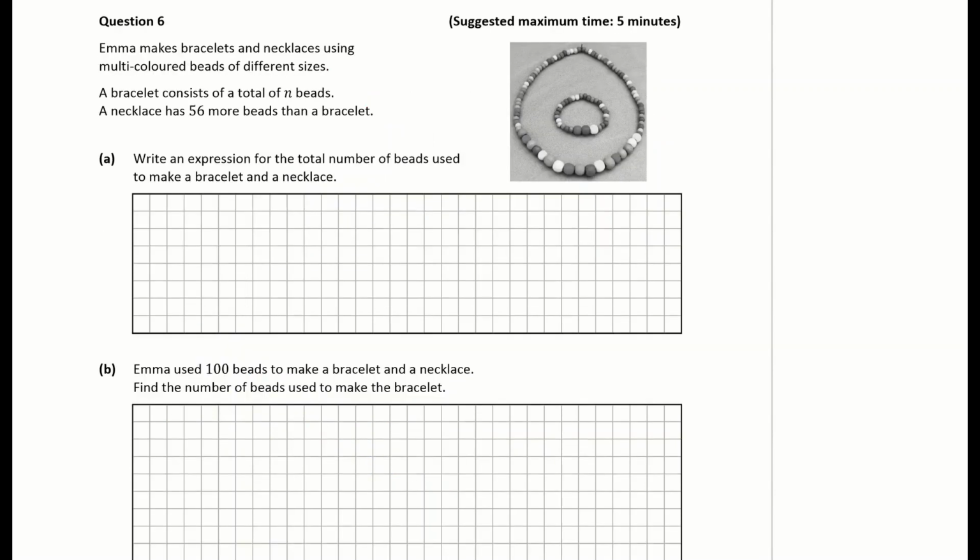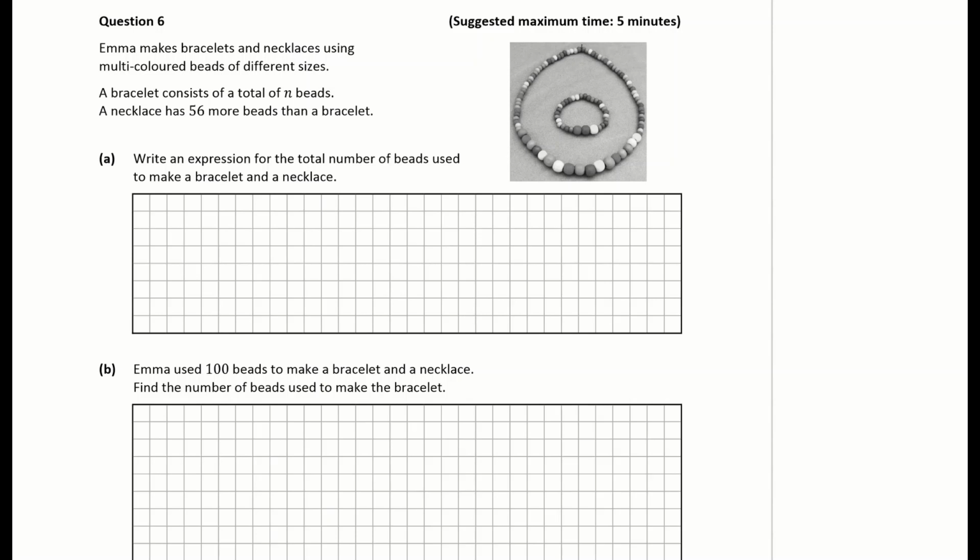Question 6. Emma makes bracelets and necklaces using multicolored beads of different sizes. A bracelet consists of a total of n beads and a necklace has 56 more beads than the bracelet. Write an expression for the total number of beads used to make a bracelet and a necklace.